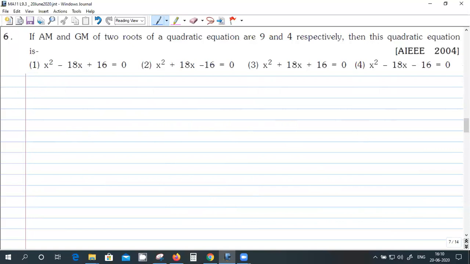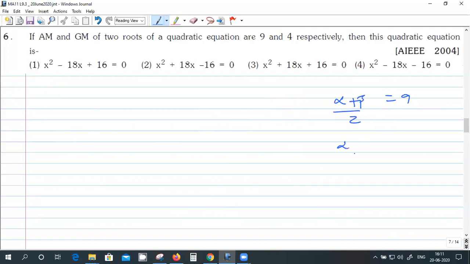Let the two roots be alpha and beta. So from that you can write alpha plus beta by 2, that is the AM, equal to 9. This is equal to 9. So alpha plus beta by 2 equal to 9.